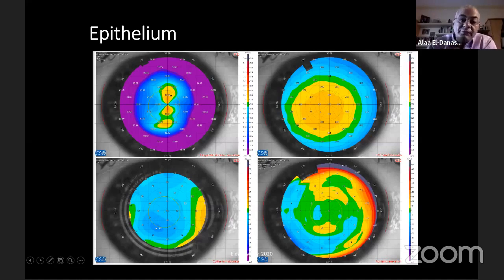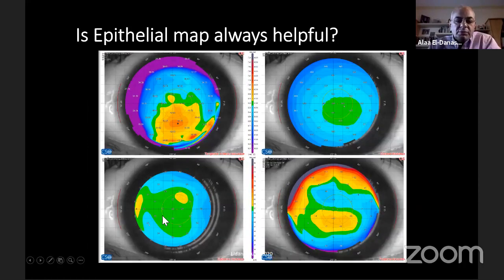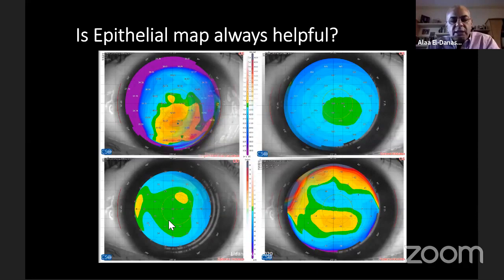But is it helpful all the time? Well, look at this patient: definite keratoconus anterior and posterior, but the epithelial map is absolutely normal. So there is nothing to worry about if you look at the epithelial map only, but the anterior and posterior maps show a clear early keratoconus. The same here, a definite keratoconus, and the epithelial map actually shows thickening. So the epithelial map is a very helpful tool. It should not be your first way to diagnose, but it gives you lots of added value.